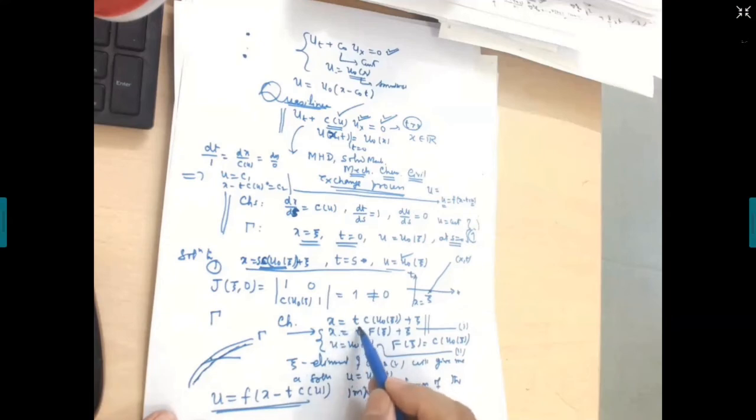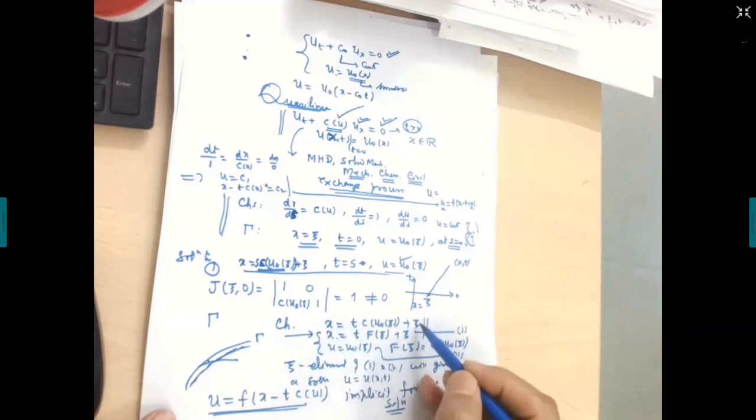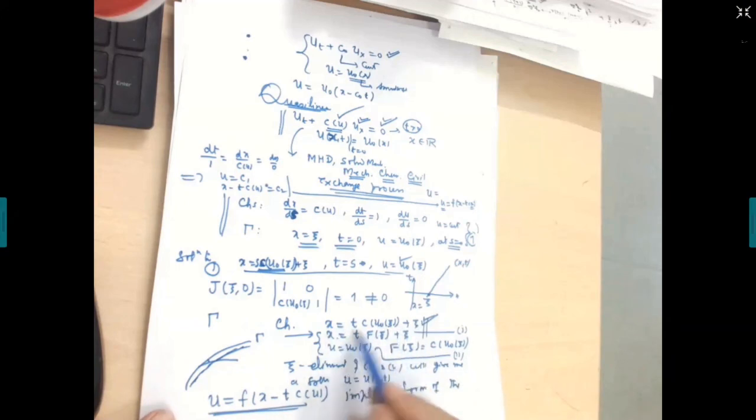So you can see here the same problem. X is equal to t C of u naught xi plus xi, and u is equal to u naught of xi. From these two, I can write that f of xi is this expression. So the question is whether I can determine xi as a function of x and t. Same problem, right? This is the implicit form of the equation.